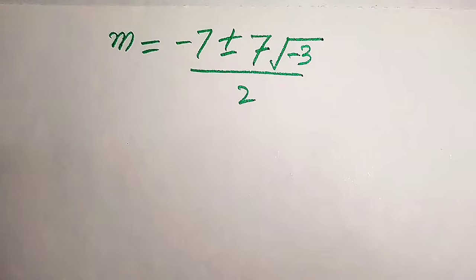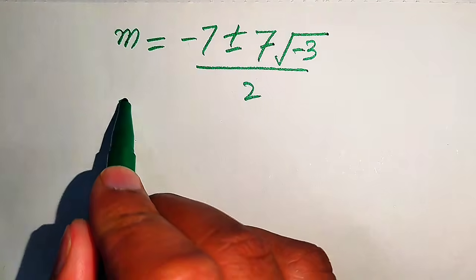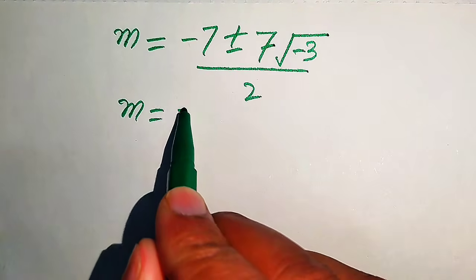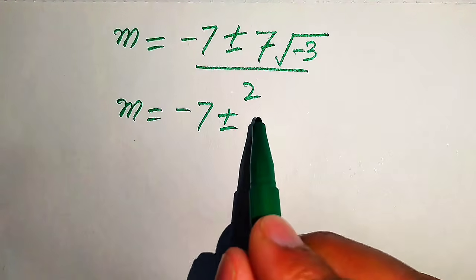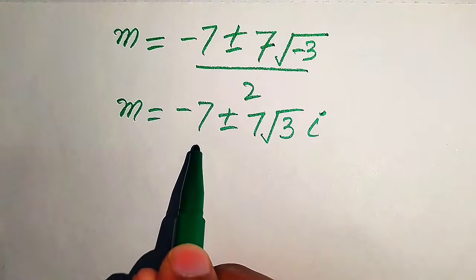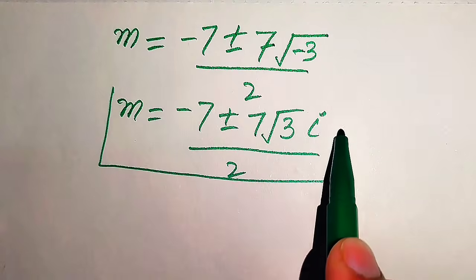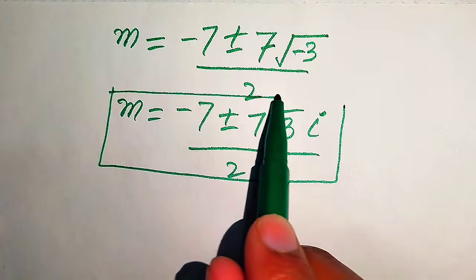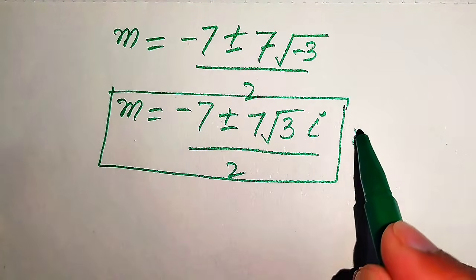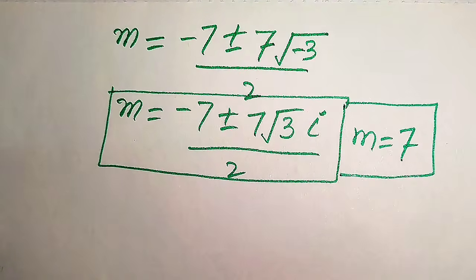And further in the next step here you know that when a negative sign appears inside the square root, it becomes iota, and we obtain minus 7 plus minus 7 times square root of 3 into iota, and it is divided by 2. So these are the other two complex values of m. So in the first case we get these three roots of the given equation.